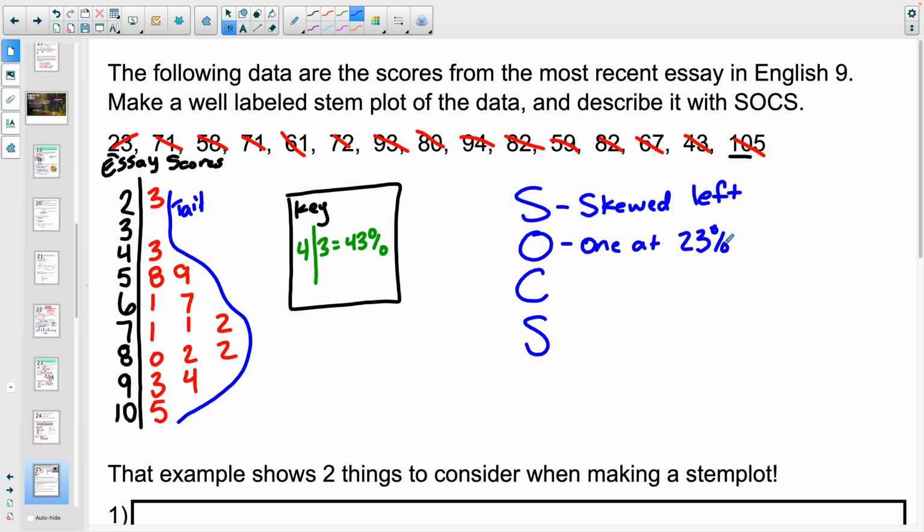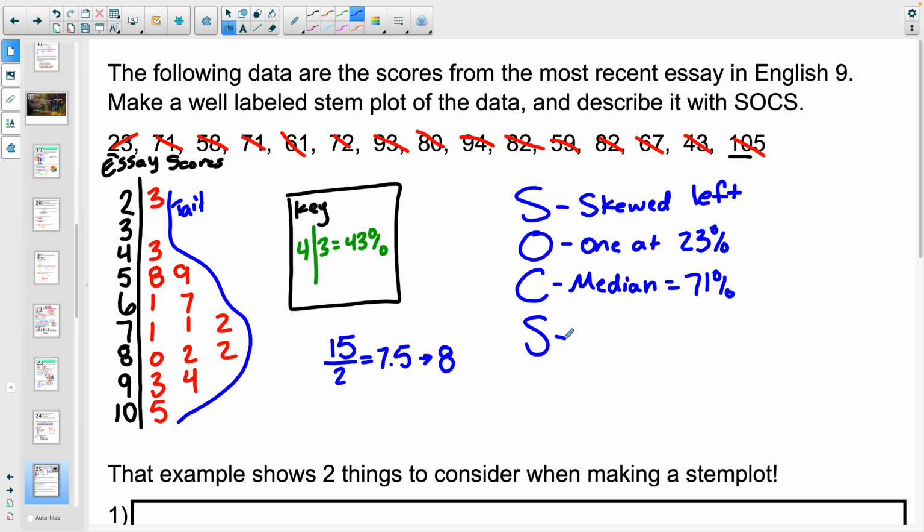To find the center, all right, we need to find the median. So when we go to find the median, we need to know how many numbers we have. So we have 1, 2, 3, 4, 5, 6, 7, 8, 9, 10, 11, 12, 13, 14, 15. So you take the 15 total test scores or essay scores divided by 2. We get 7.5, which means we round up to the 8th number. And when you count to the 8th number, you get a median score of 71%.